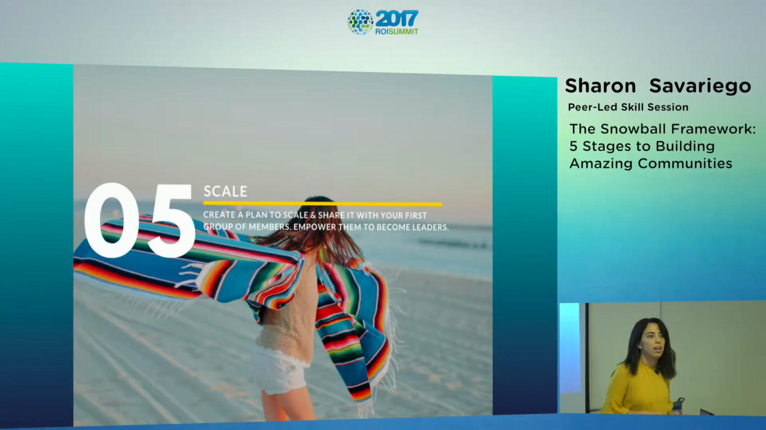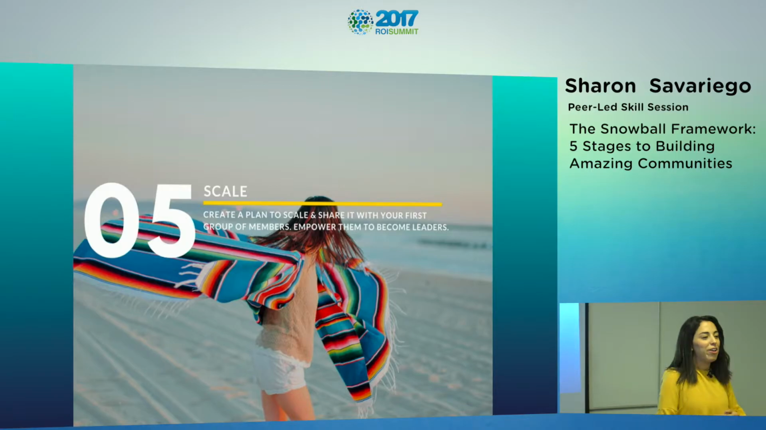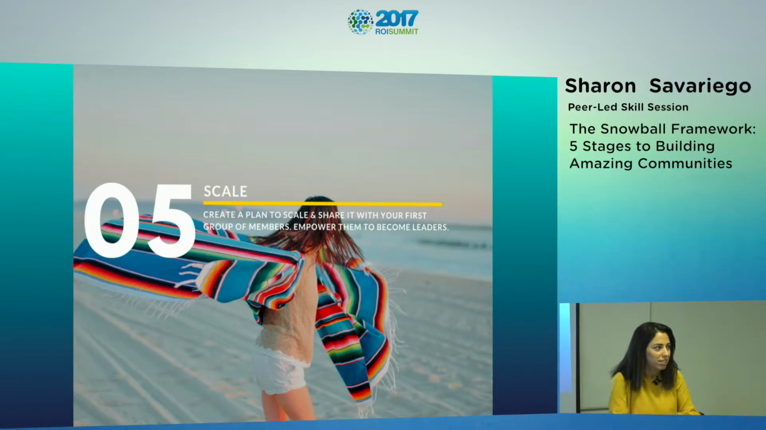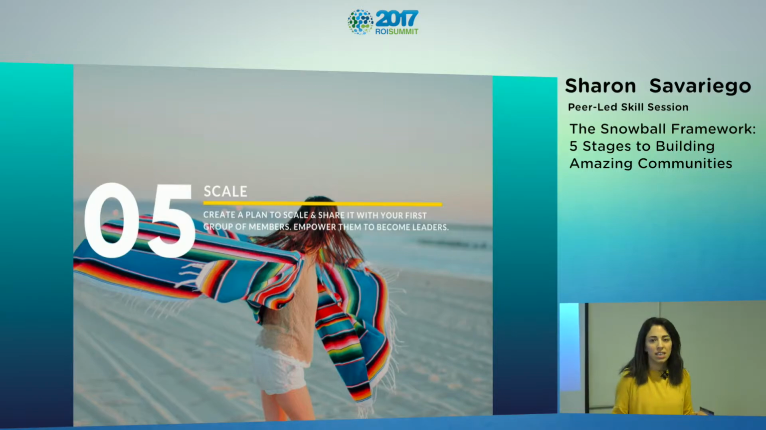So, scaling. It's, as I said at the beginning, kind of meta, right? Scaling is like creating a sub community within a community. It's the ripple effect. But you will see that you will have leaders within your community. You will have people that want to take more action. They want to do more.